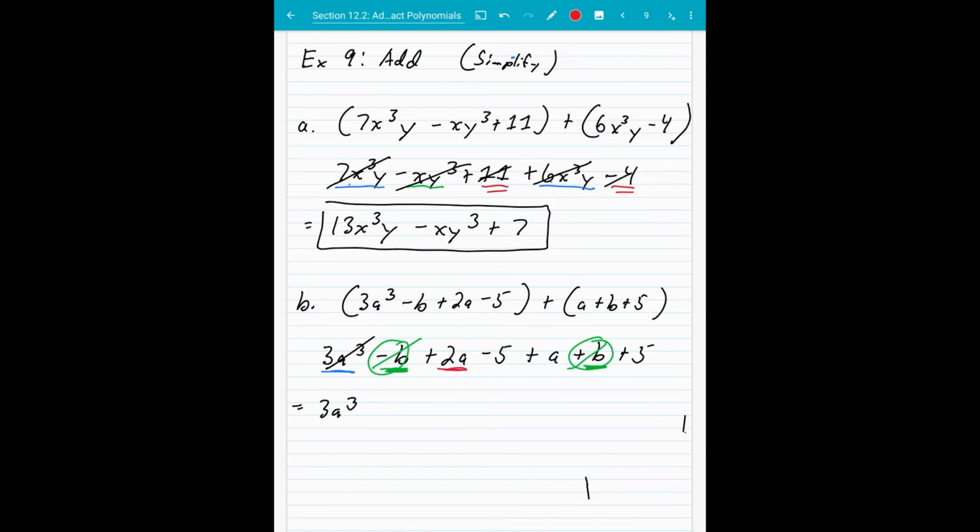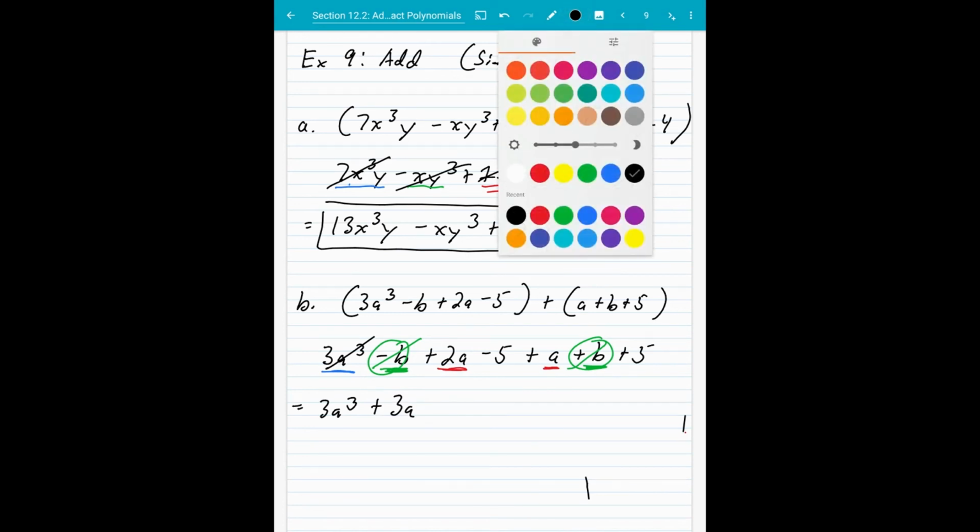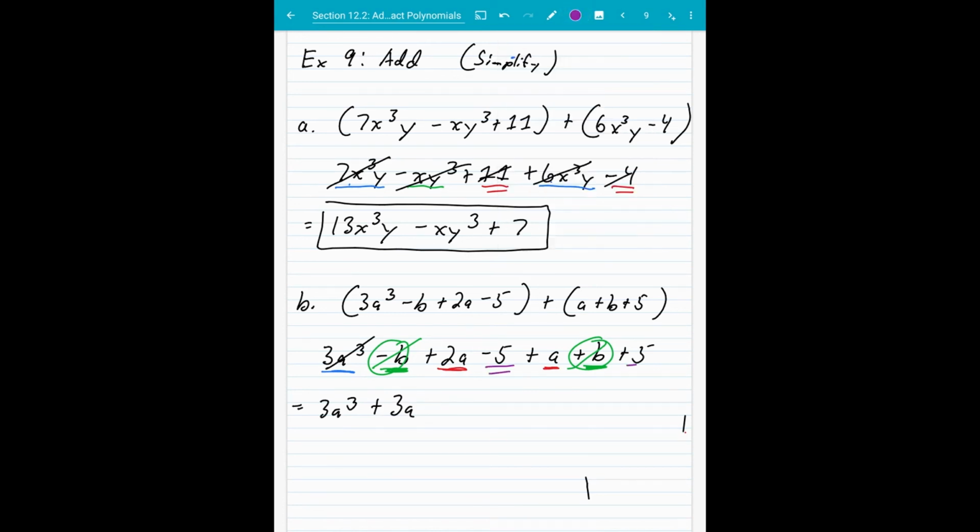Let's look at a. I got another a here. No other a's. So positive 2a plus 1a makes 3a. Lastly, we got negative 5 plus 5. Those are opposites, so those also cancel out. This is our answer. Remember, we cannot combine those two because they have different exponent values. So 3a to the third plus 3a would be our answer. Whenever you're adding them together, it's easy to just add them horizontally like that.